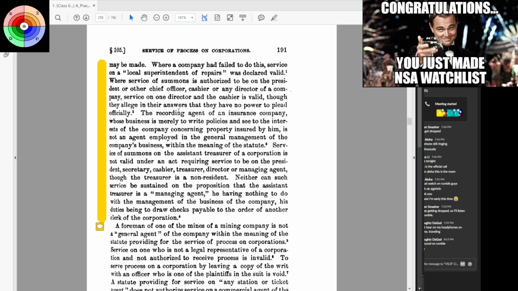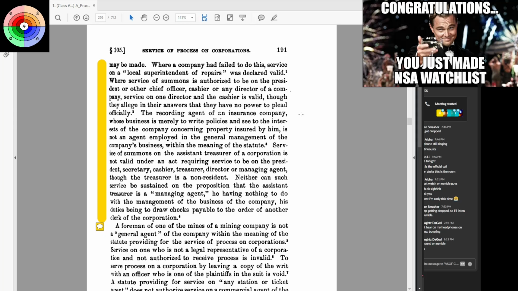Okay, and then the recording agent of an insurance company whose business is merely to write policies and see to the interest of the company concerning property insured by him is not an agent employed in the general management of the company's business within the meaning of the statute. Service of summons on the assistant treasurer of a corporation is not valid under an act requiring service to be on the president, secretary, cashier, treasurer, director, or managing agent, though the treasurer is a non-resident.